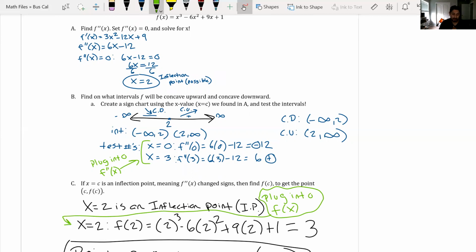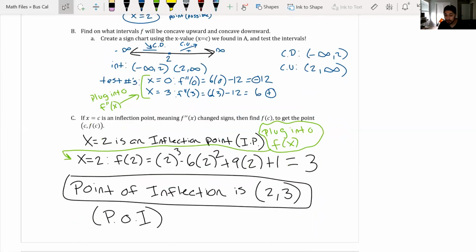Okay, there it is. So in order to be an actual inflection point, concavity must change. And if it does change, then we take that inflection point, which ours was 2, plug it into the original function, and this will give us the exact location of the inflection point, or the point of inflection.